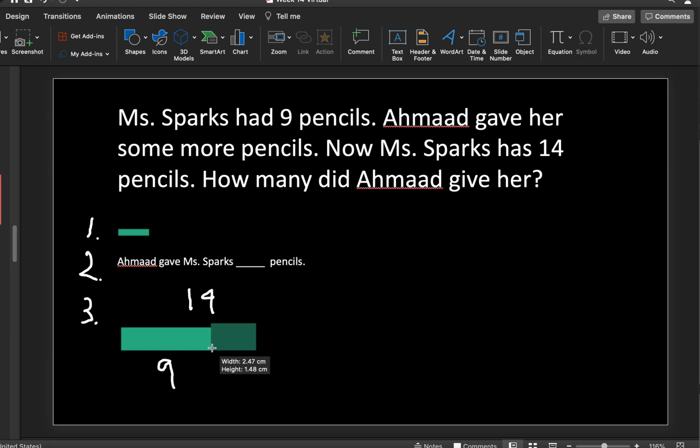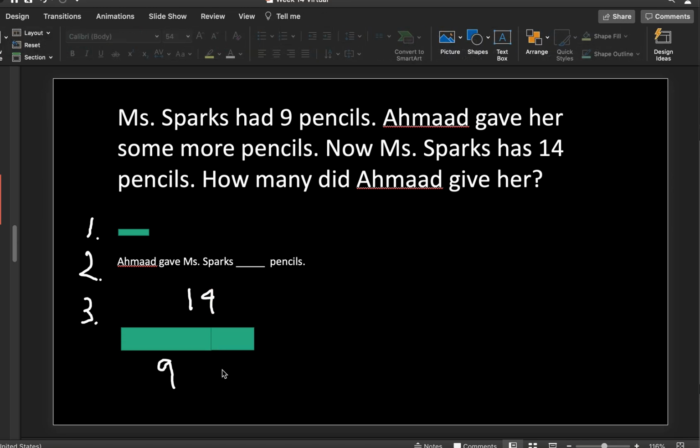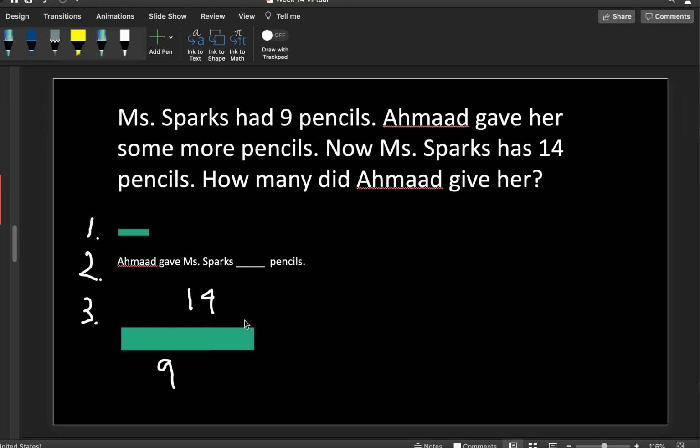And remember, it's going to be smaller because we have to figure this out. Okay, so this is my unknown. This is what I don't know right now. So I have my all of 14. So this represents all of my 14. And then I have my 9, which is this little box right here. And this is what I don't know. This is what I have to figure out.